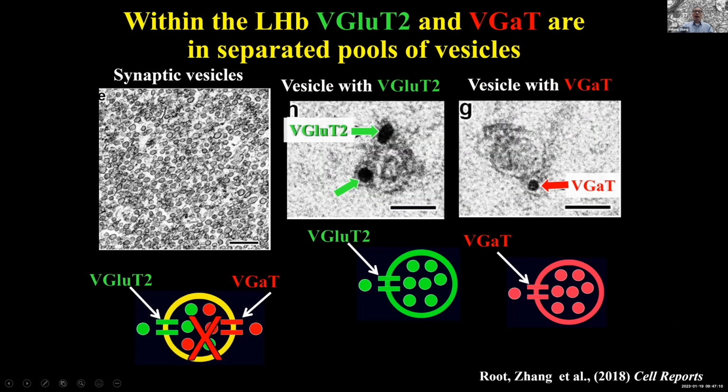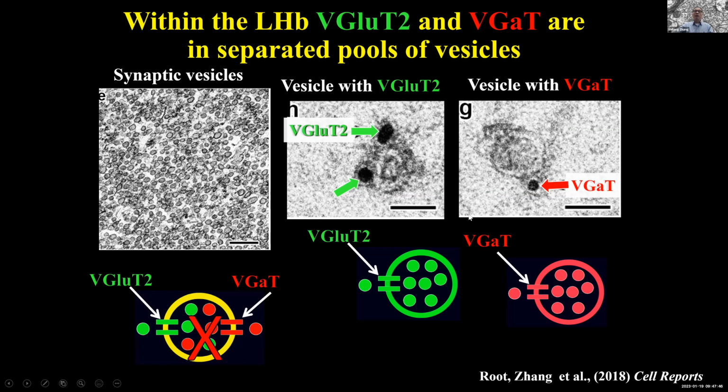Further, we isolated the vesicles from the lateral habenula area and did immunogold detection for VGluT2 and VGAD. We used different sizes of gold particles, this 18 nanometer and this 12 nanometer. And we don't see these two sizes of gold particles located in the same vesicles.